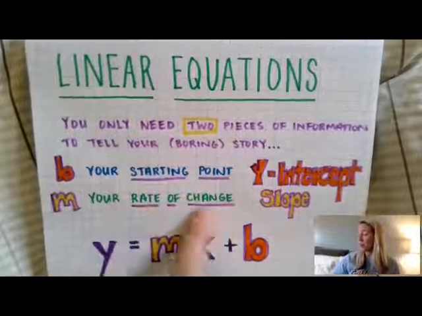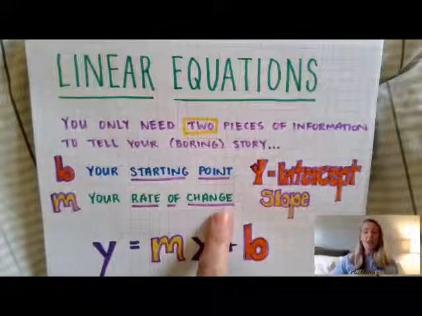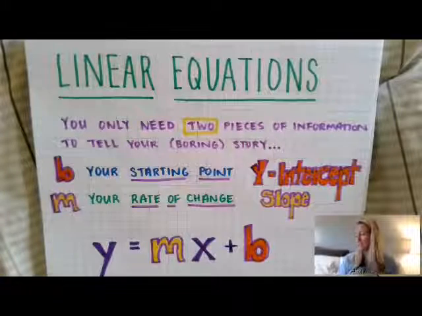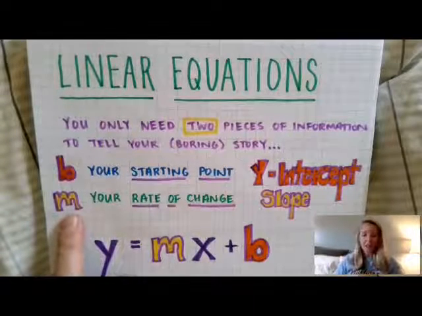Our slope is our rate of change, right? That's basically how fast I was buying up shirts, right? So that's represented with an M.